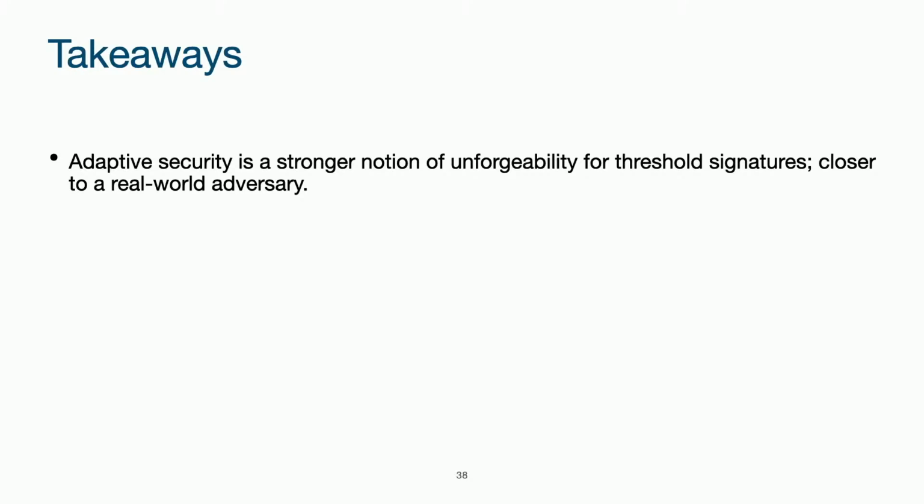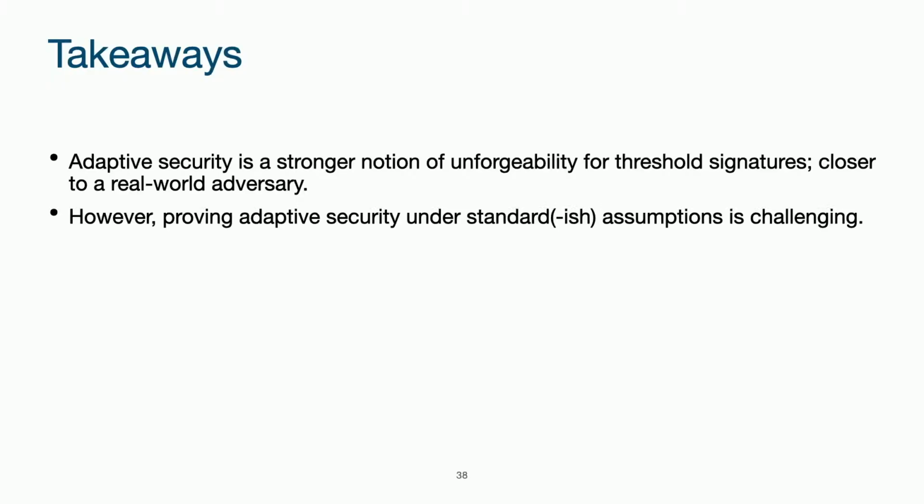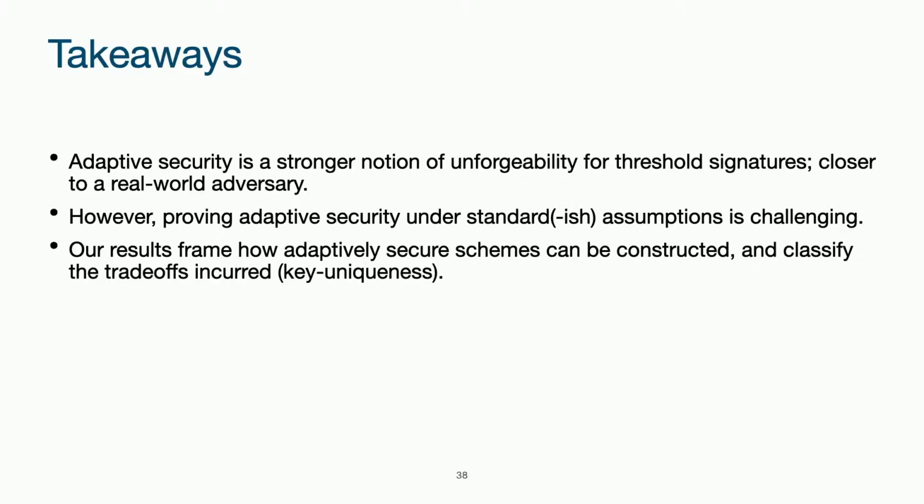Overall takeaways. We've thought about adaptive security for a long time. It does model a real-world adversary a little bit more closely, and so that is something we would want to do in our proofs of security. But proving adaptive security under standard assumptions can be challenging. Basically, we try to frame what assumptions are necessary given the structure of the scheme and how key generation is done.